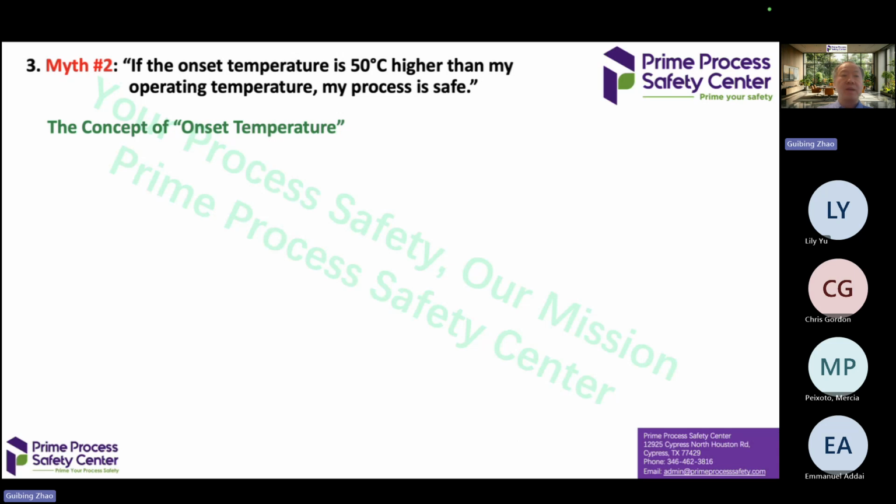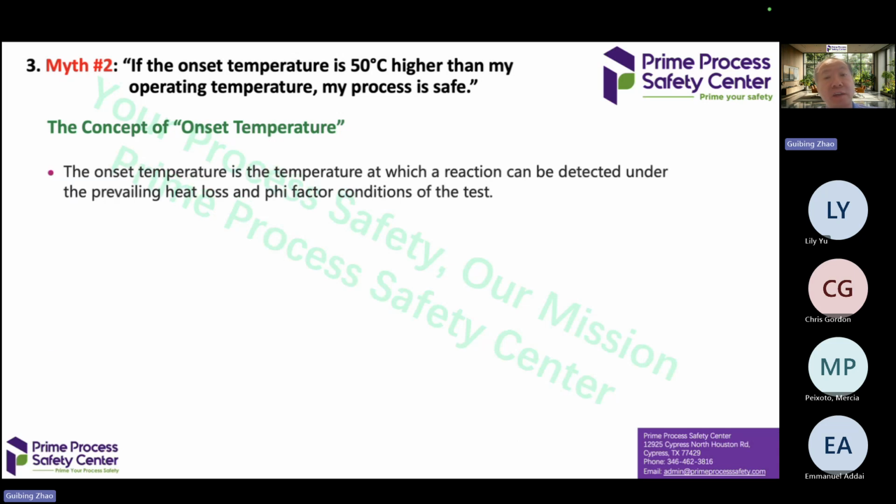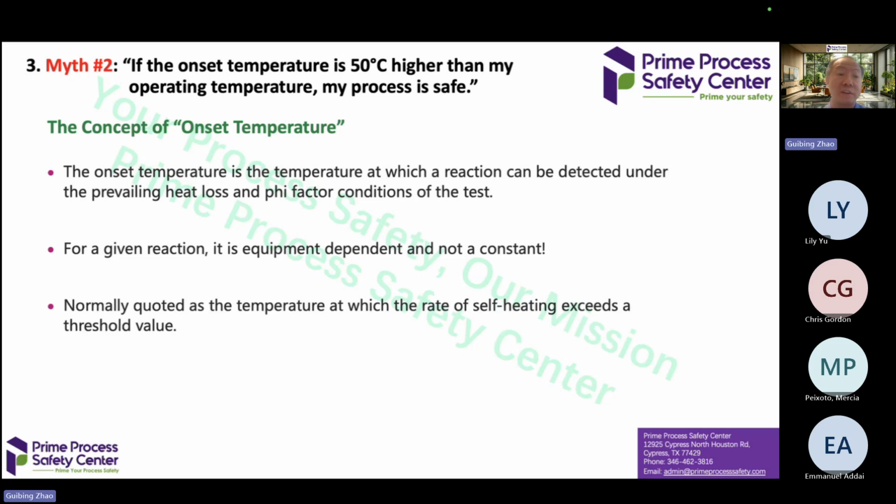The second myth: if the onset temperature is 50 degrees C higher than my operating temperature, my process is safe. This is also something we need to be careful about. First, we need to understand the concept of onset temperature. Onset temperature is the temperature at which a reaction can be detected under the prevailing heat loss and phi factor conditions of the test.